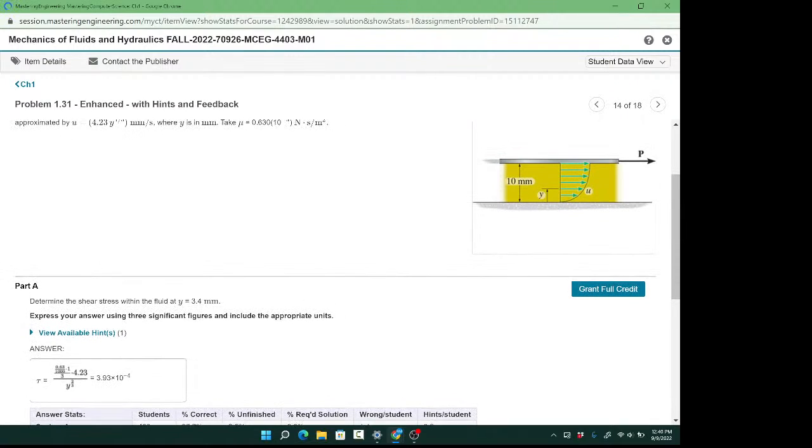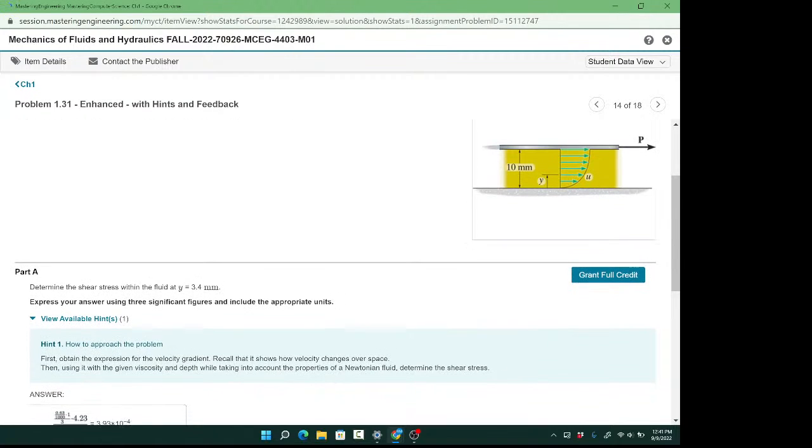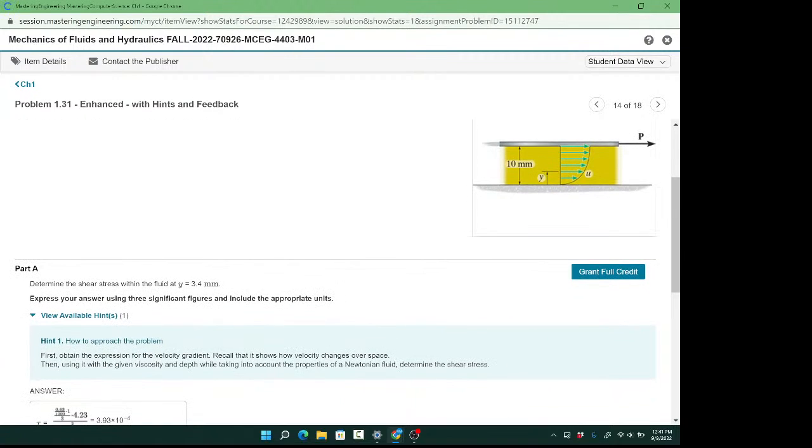And so let's see what the hint says. First, obtain the expression of a velocity gradient. Recall it's how the velocity changes over space. Then use the given velocity and the depth to take account of the properties of the fluid.